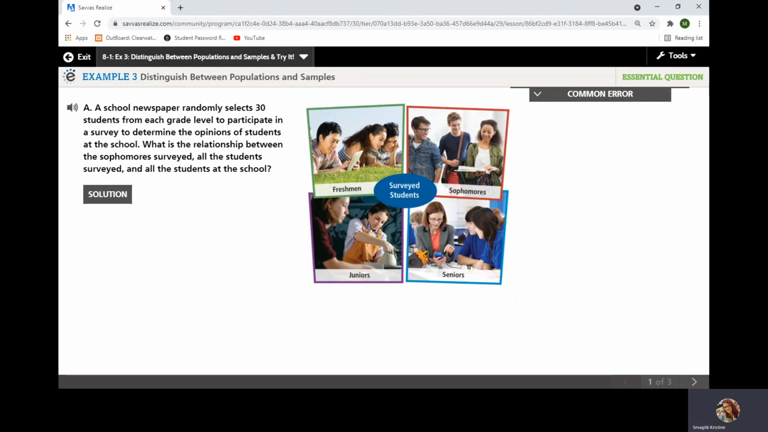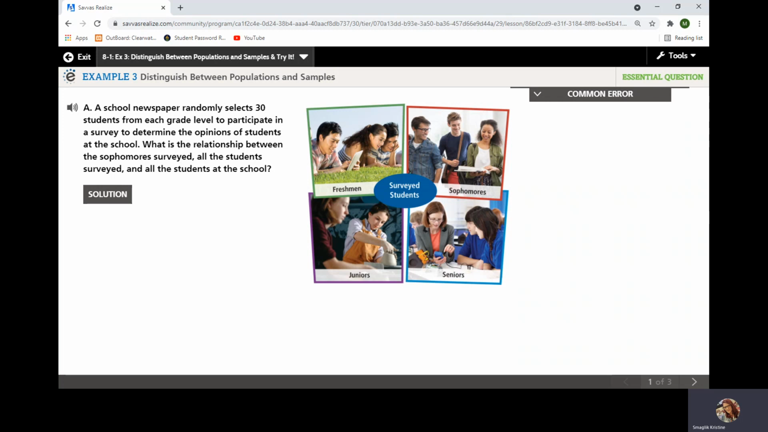Let's take a look at distinguishing between populations and samples. So a population is the set of all members or group that you're trying to get information from. It encompasses everything. It's the whole set. If we're talking about a sample, it's going to be a subset of the population. So we have this example here.